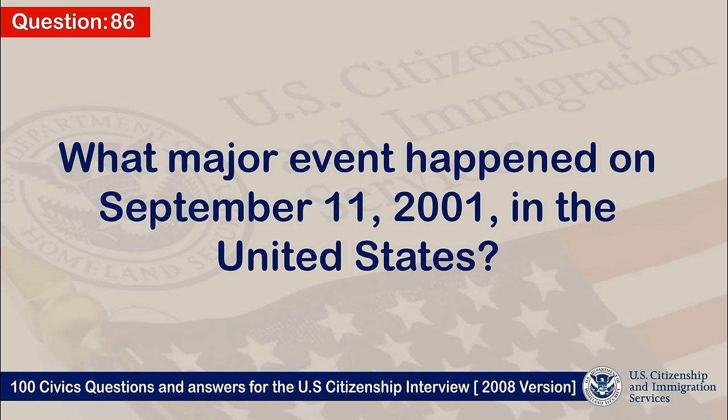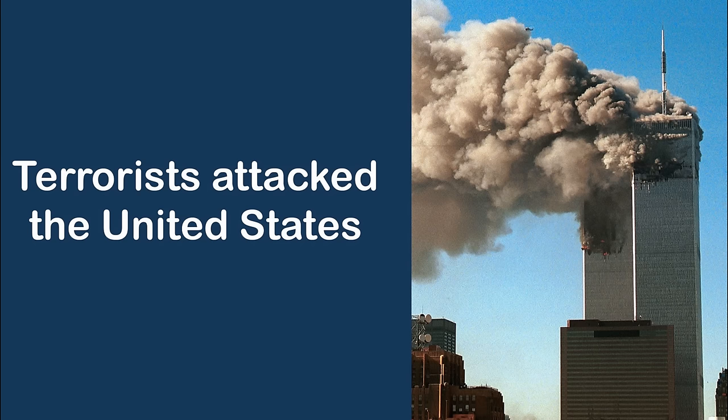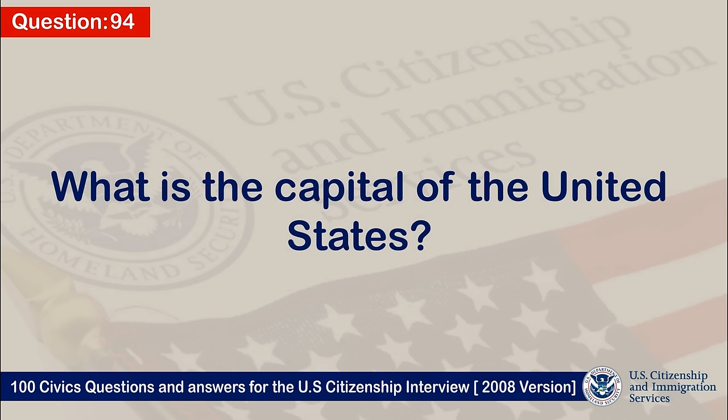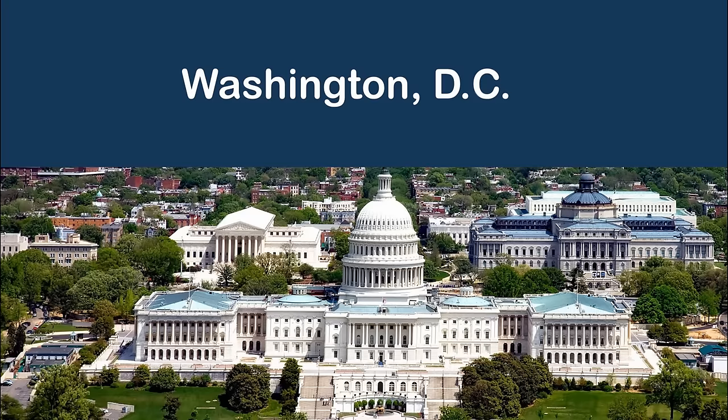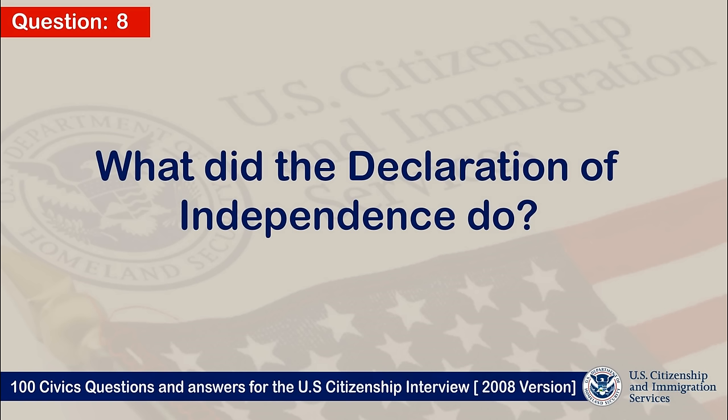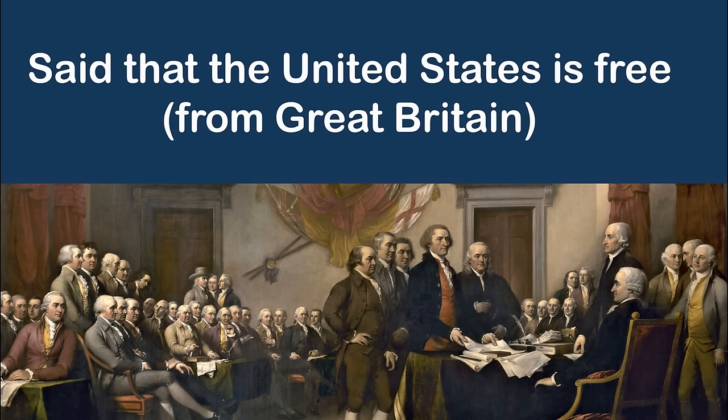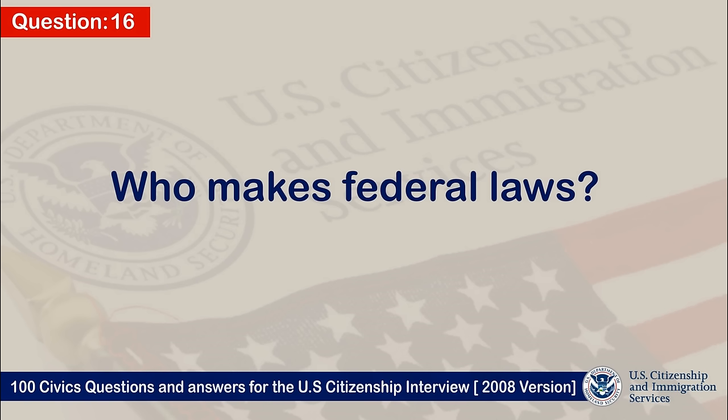What major event happened on September 11, 2001 in the United States? Terrorists attacked the United States. What is the capital of the United States? Washington, D.C. What did the Declaration of Independence do? Said that the United States is free from Great Britain. Who makes federal laws? Congress.